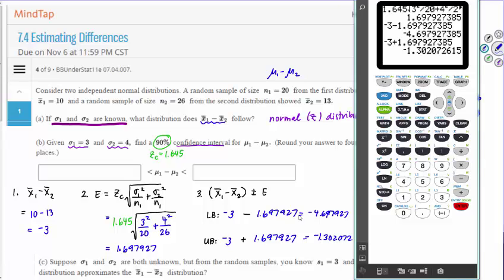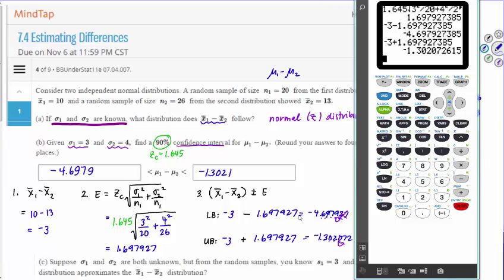-1.302072. So here I'll round to 4 decimal places, 1, 2, 3, 4. This 9 looks next door, the 2 is small, so that part just drops off. And 1, 2, 3, 4, 0 looks next door to 7 and becomes a 1. So the answers are negative 4.6979 for the lower bound and negative 1.3021 for the upper bound.